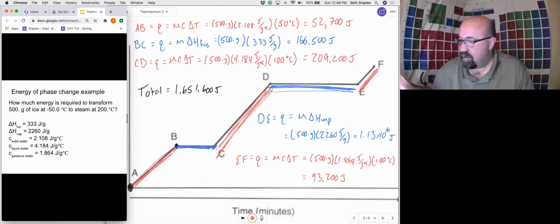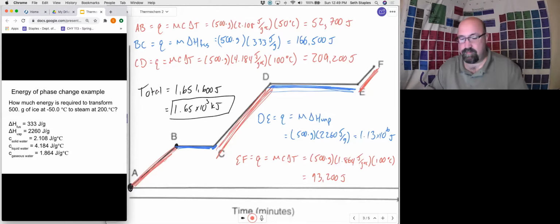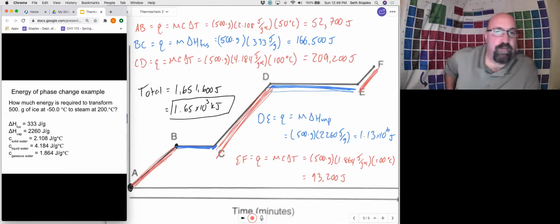1,651,600 joules. As you can see here, it's much easier for us to think of this in kilojoules. So we're going to convert this to kilojoules to get 1.65 times 10 to the third kilojoules. That's our final answer. So we just have to add up all the different processes.